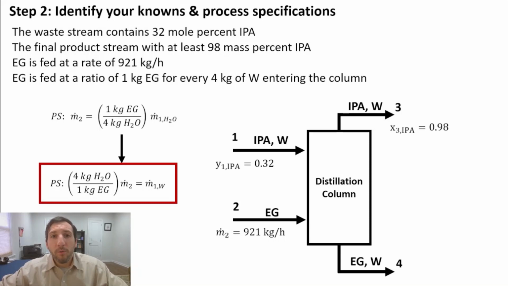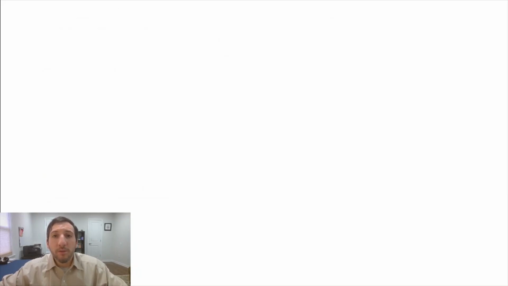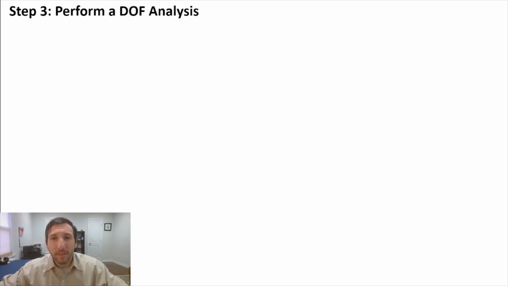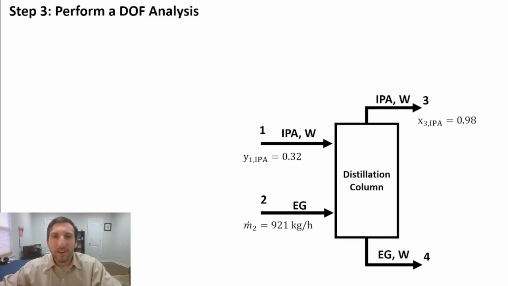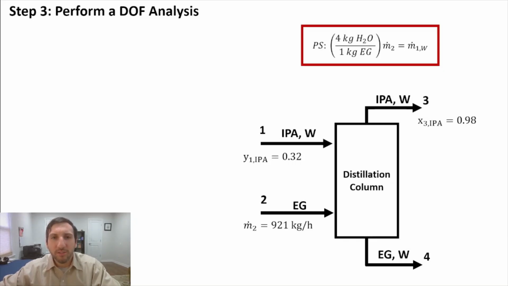Now moving forward, the next thing we're going to do is perform a degree of freedom analysis, the final piece in order to identify whether or not we really can solve this problem. So first we look at our diagram just to help us out, and we've got our process specification. We're just presenting all the information that we have to help us with this degree of freedom analysis.